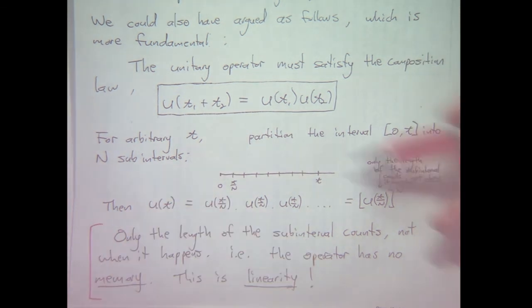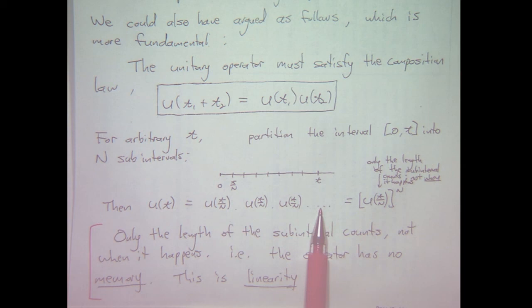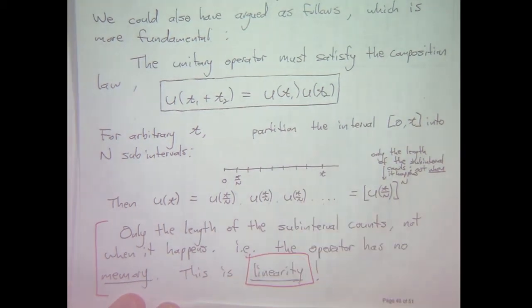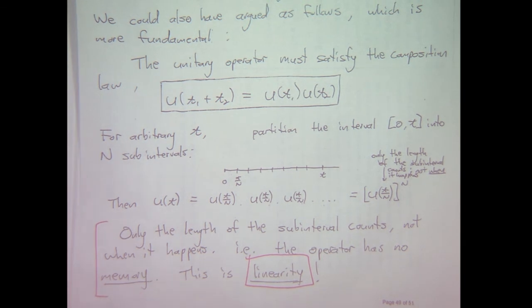This is just a comment that this in fact implies that only the length of the subinterval counts, not when it happens. All of these have exactly the same form. They're exactly the same function. So at each time point, exactly the same function brings the state forward by a little bit. What that's saying is that there's no memory. Nothing changes in the form of that function from one step to the next, just this parameter. It forgets where it came from. It's like a goldfish. And that is actually the essence of linearity, which I should prove sometime.